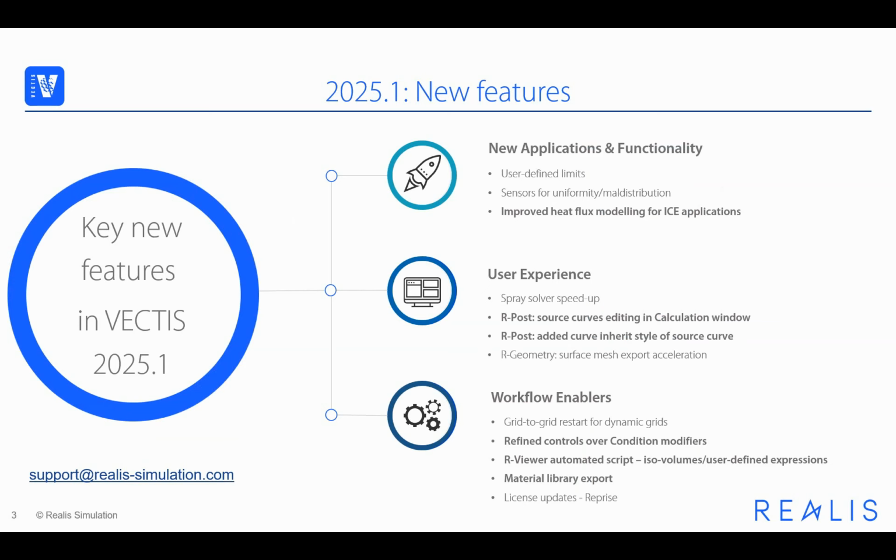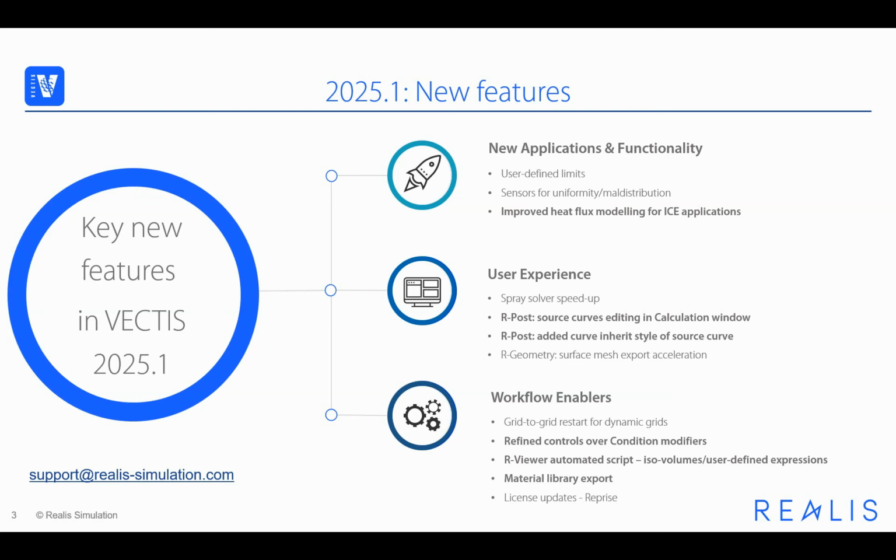3 themes, speed, robustness, and automation, are central to this release of Vectis. These themes can be found throughout the new features. We have introduced user-defined limits for a number of variables, including pressure, temperature, and turbulent viscosity ratio, to enable users to tailor the limit to the particular use case, therefore improving the robustness of every simulation, regardless of the application.